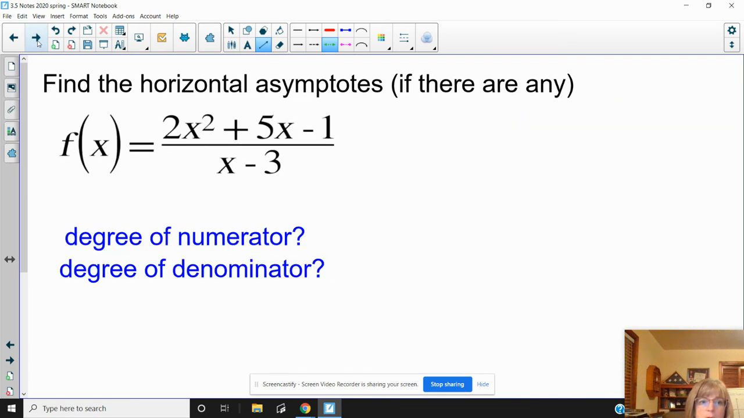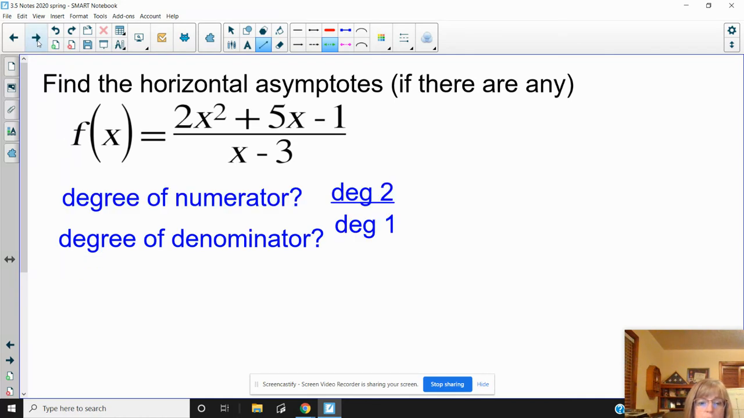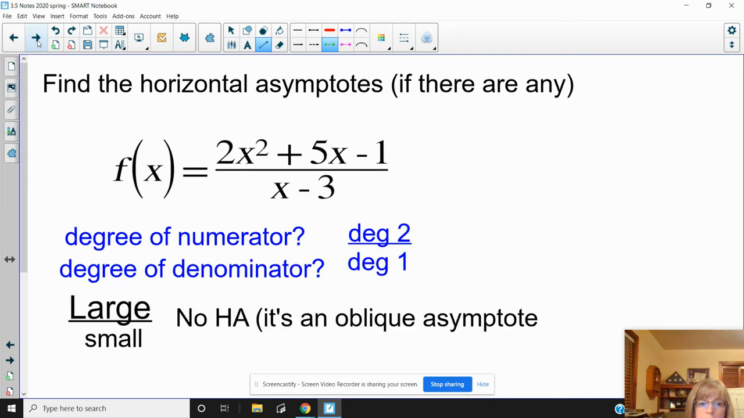Our third example has 2x squared plus 5x minus 1 over x minus 3. What's the degree of the numerator? What's the degree of the denominator? Well, in this case, the degree of the numerator is 2 and the degree of the denominator is 1. So that turns this into a situation where we have large over small. So we do not have a horizontal asymptote. It's an oblique asymptote, and I am not going to ask you to graph those. I just want you to be able to identify those functions that have oblique asymptotes. So as long as you can tell me that large over small means oblique asymptote, you are good.